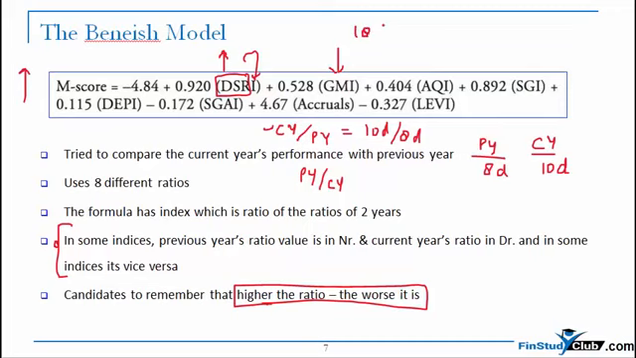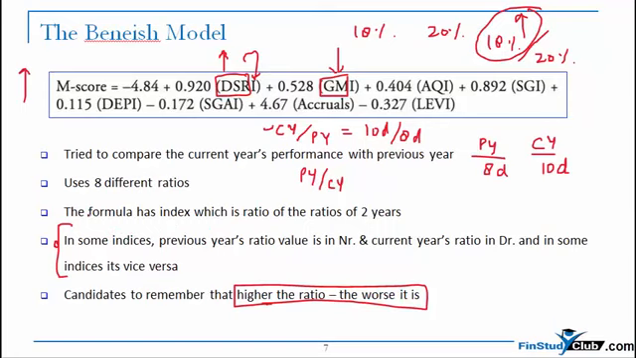Okay, let's take another positive index, which is the gross margin index. Now gross margin, if it is 18 in the last year and 20 in the current year, this is a positive thing. But higher is worse here. So therefore the way he will do it is he will put the current year performance in the denominator, because if the previous year's one was higher, then it is a bad situation for the company.